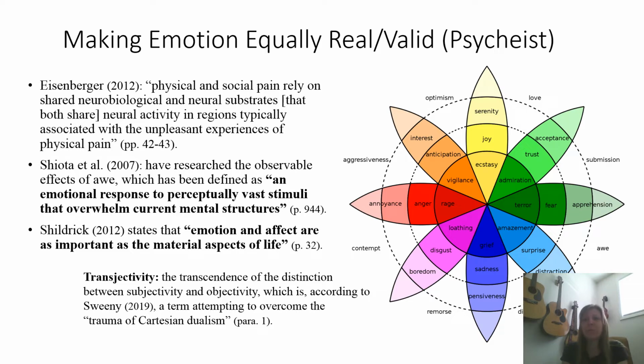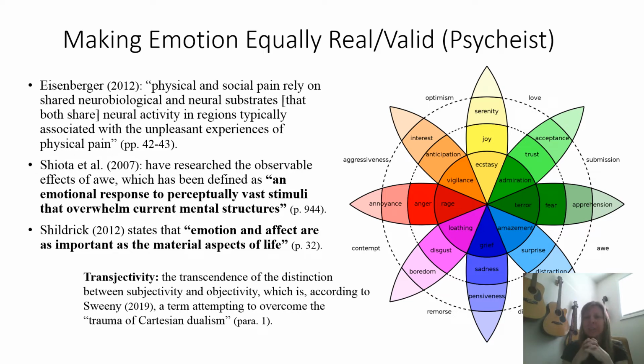Some observable effects of awe include a reduced need for cognitive evaluation and an increased emphasis on membership in universal categories. If an emotion can cause observable effects such as those mentioned above, emotions therefore should be considered as real or as important as reason.